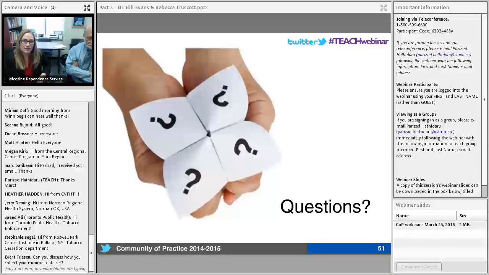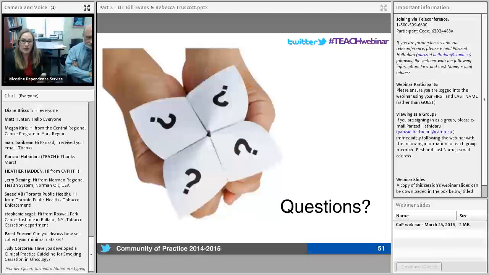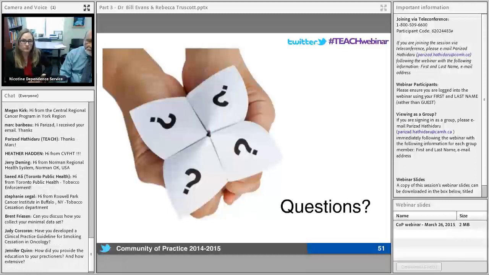And the data that comes into us at Cancer Care Ontario, what we've done is tried to piggyback on an existing data collection tool within Cancer Care Ontario. So now this regular reporting is part of the data that the cancer centers have to submit to us on a monthly basis. It's part of that package.